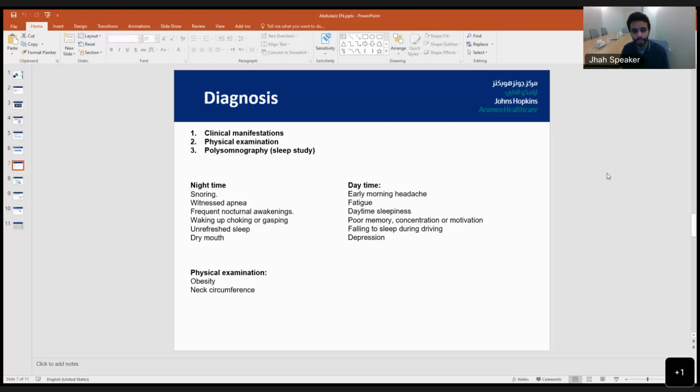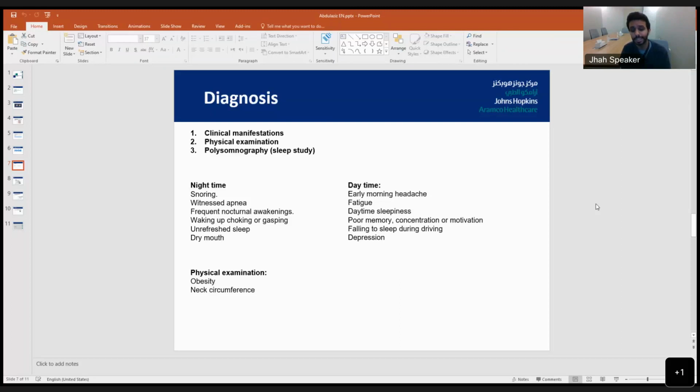If you go to clinical manifestations during daytime, actually all of them are consequences of nighttime manifestations, because all the factors of awakening during the sleep, due to obstructive sleep apnea, will affect the patient's daytime. Why? Because the patient will have early morning headache because he did not sleep very well during the night because of these frequent arousals and frequent episodes of obstructive sleep apnea. Fatigue, because again he did not sleep very well. He has very poor sleep quality.